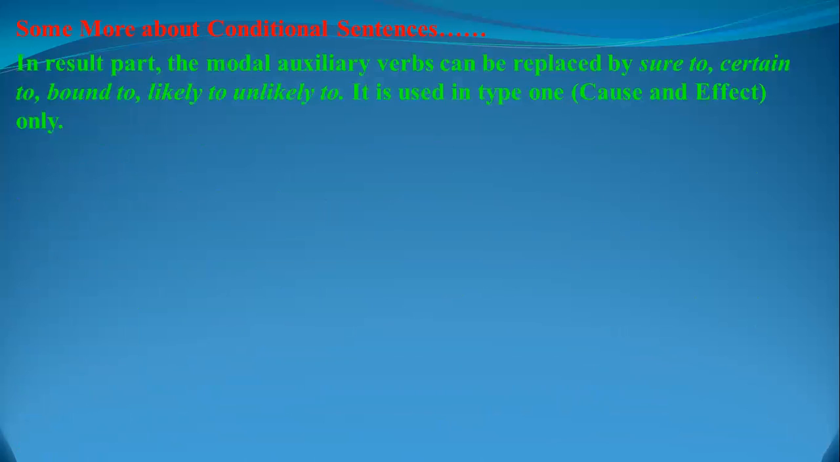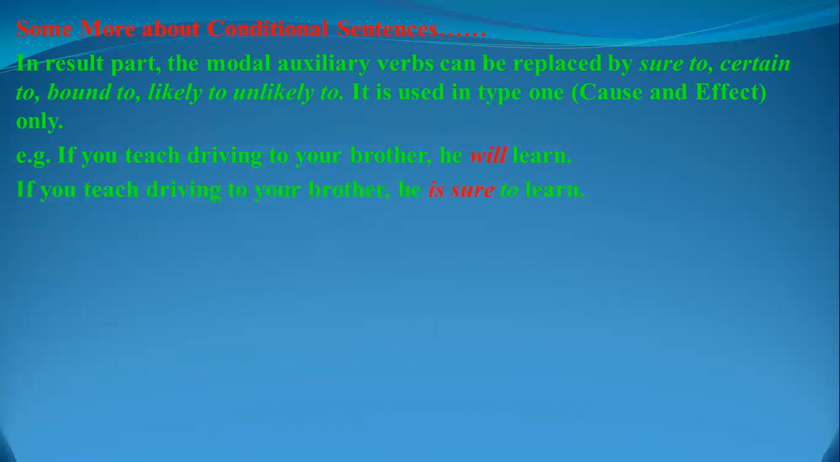Let's go with some more uses of conditional sentences. In the result part, the modal auxiliary verbs can be replaced by sure to, certain to, bound to, likely to, unlikely to. It is mostly used with type 1 conditional sentences, meaning cause and effect only. For example, if you teach driving to your brother, he will learn. Here, will can be replaced by sure to, certain to, bound to, likely to, or unlikely to.